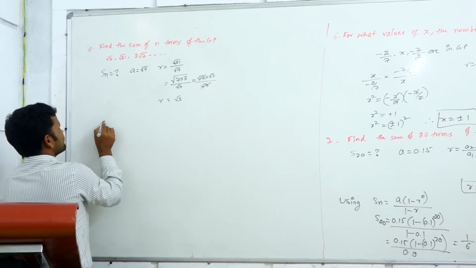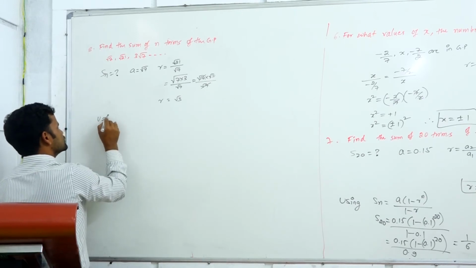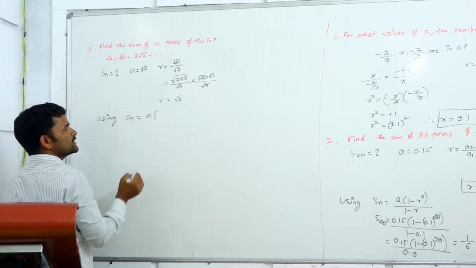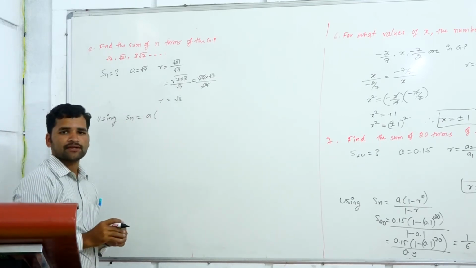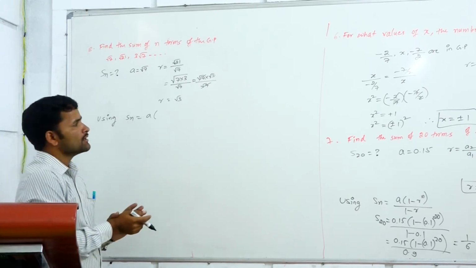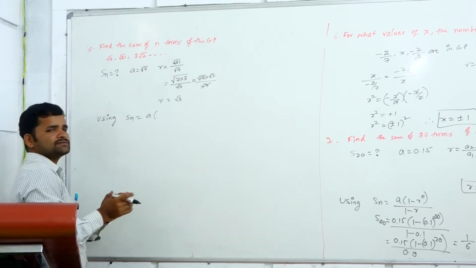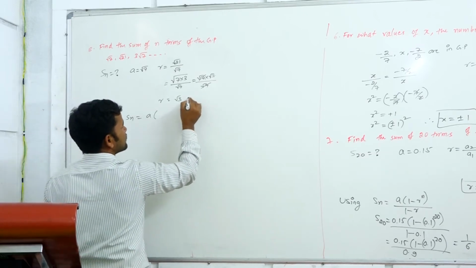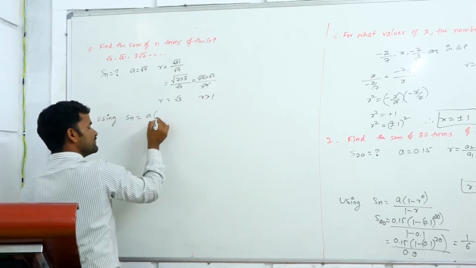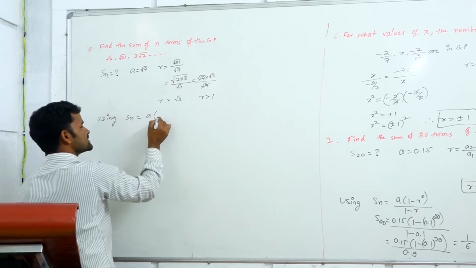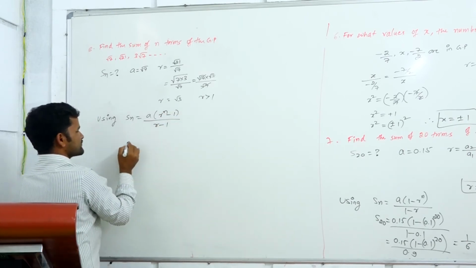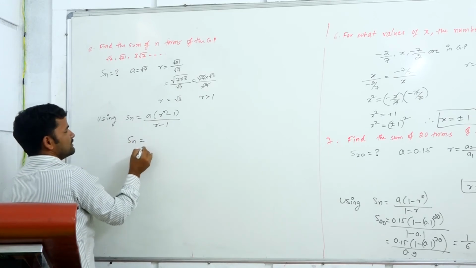Okay, going with the Sn formula. Here you see root 3. Root 3 value is 1.73 I think, so that is more than 1. R is greater than 1 here. So we will use the formula for Sn as Sn is equal to A into R to the power n minus 1 by R minus 1. Sn we need to calculate.